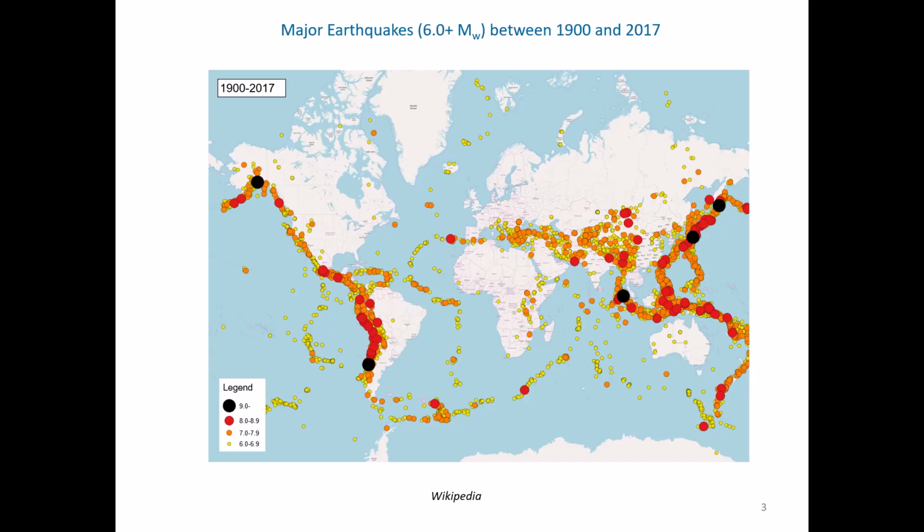So there are different types of magnitude scales, and we're going to have a slide or two on those. And the most common one nowadays is called M sub W, which means moment magnitude. And here are the major earthquakes, 6.0 and greater MW between 1900 and 2017.